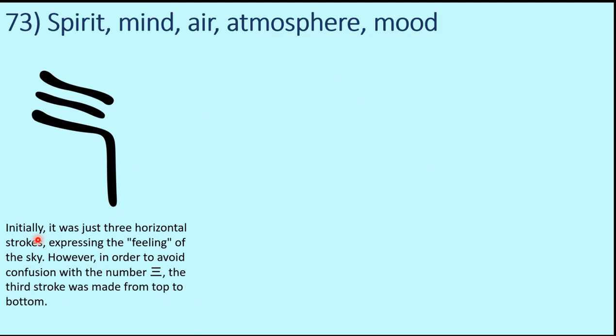Now, where has this come from? Initially it was just three horizontal strokes like this, expressing the feeling of the sky. However, in order to avoid confusion with the number three, this is different. If we write these three strokes up to here, then it will be confused with the character for three. So that's why the third stroke was made from top to bottom, up until the bottom here, to distinguish it from three.